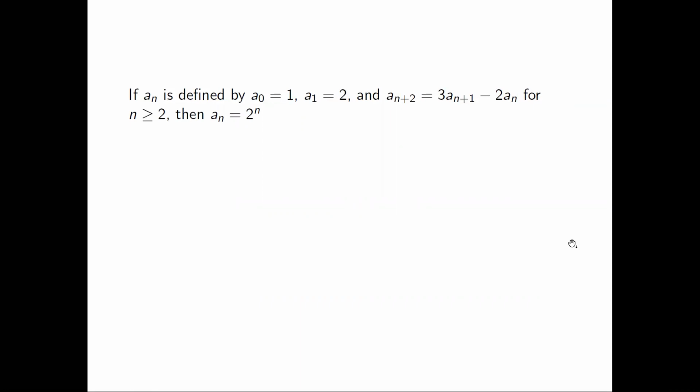So here's the problem that we saw on the previous slide. Let's see how to prove this with strong induction. We have a sequence A sub n. It's defined by A sub 0 equals 1, A sub 1 equals 2, and A sub n plus 2 equals 3 times A sub n plus 1 minus 2 times A sub n. And this is defined for all n greater than or equal to 0. Then we have A sub n equals 2 to the n. So let's try to prove that.